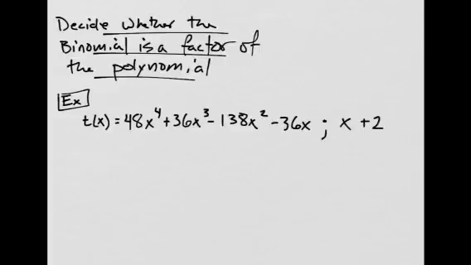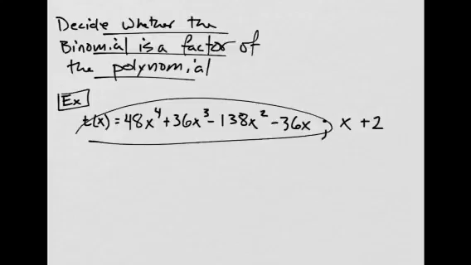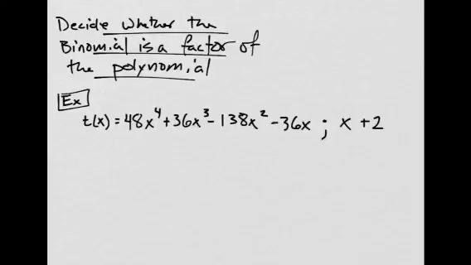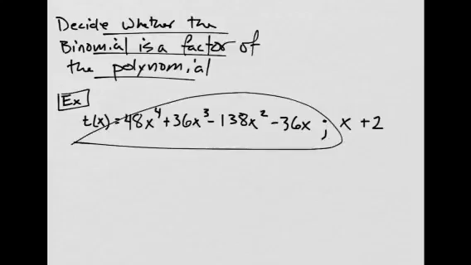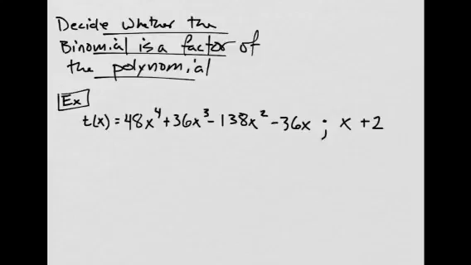So here we're going to decide whether the binomial is a factor of this polynomial. And all we have to do is divide using synthetic division. If we get a remainder of 0, then this is a factor of the polynomial. If we get a remainder that's not 0, then we won't say that this is a factor of that. It's just like when you're dividing numbers. If you get a remainder 0, whatever you divided was a factor.